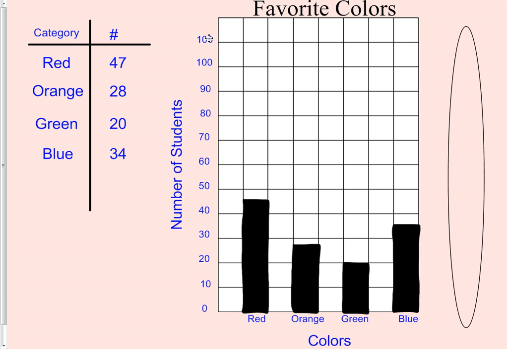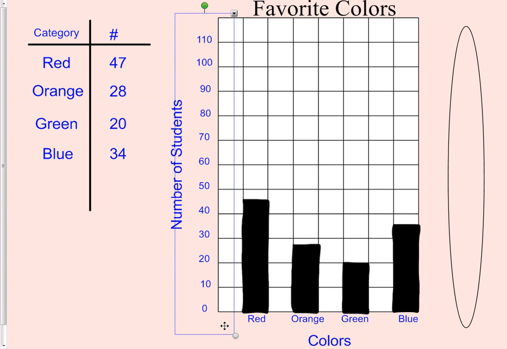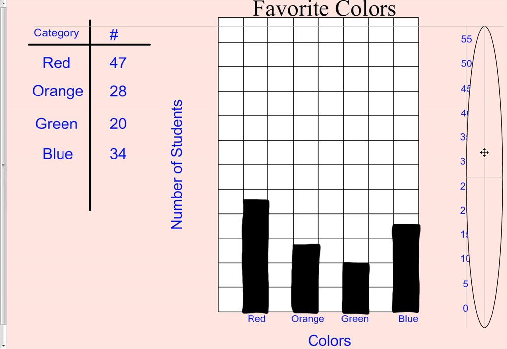But what I want to make sure I do is that I count by, or have my scale be, something useful. So obviously counting by tens, if the highest number is 47, I don't need my graph to go to 110. I need my graph really to go to 50 or 60. So I'm not going to use this. I'm going to get rid of that scale. I'm going to cover that up.